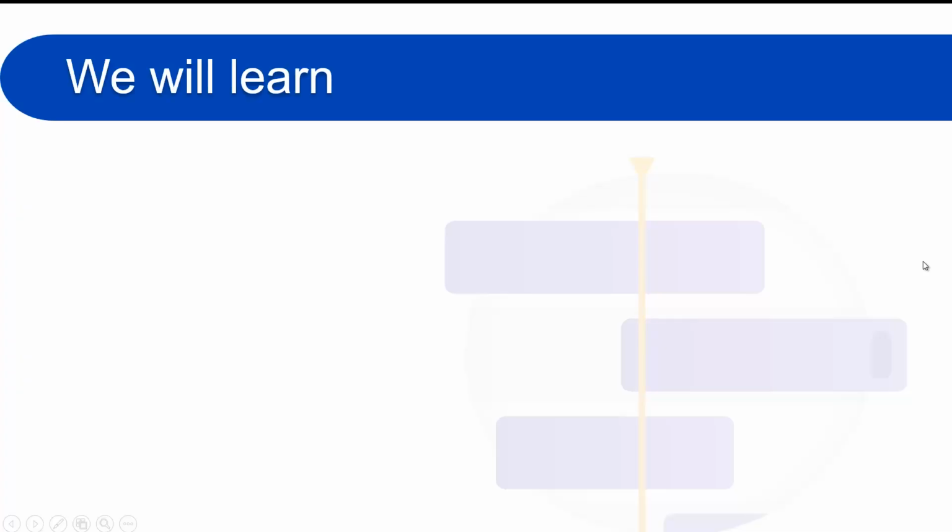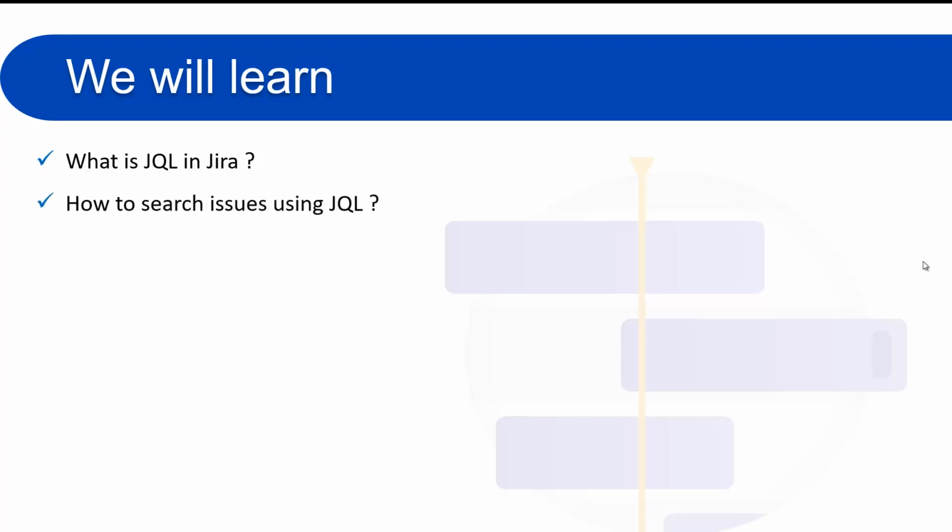So let's see the agenda of the video today. In this video we will learn what JQL is in Jira and how to search issues using JQL. When I show you the interface of the advanced search, you will love it, because Jira gives a beautiful interface, very easy to use, and you will find syntax help and suggestions to write your queries. Definitely you will love it. To know more about JQL in Jira, we will see the next slide.